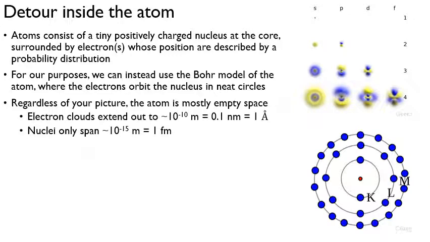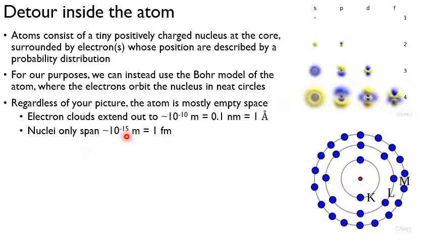Regardless of what picture you use, your atom here is mostly empty space. This picture here is not to scale at all. Your electrons typically span some extent on the order of a so-called angstrom. An angstrom is 0.1 nanometers, which, as you know from SI prefixes, is exactly 10 to the minus 10 meters. The atomic nucleus in the center is only something called a femtometer, 10 to the minus 15 meters.